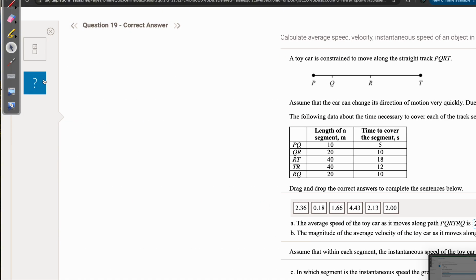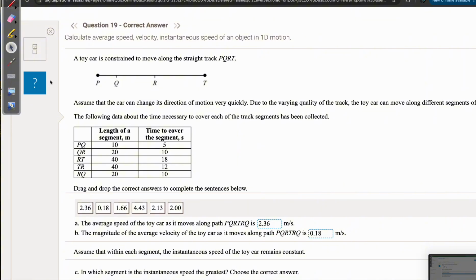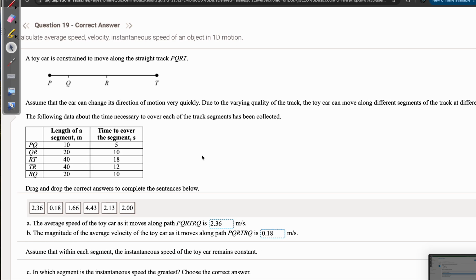Number 19. Oh my gosh, this question is really long. Okay. Assume that the car can change its direction by moving. A toy car is constrained to move along the straight track PQRT. It doesn't matter, let's just skip to the question. The average speed of the toy car. First, we need the distance. Speed is distance over time. But they want it along this long path. So what is this?